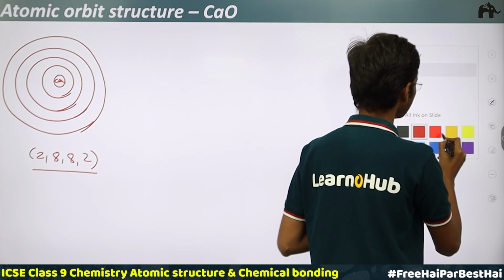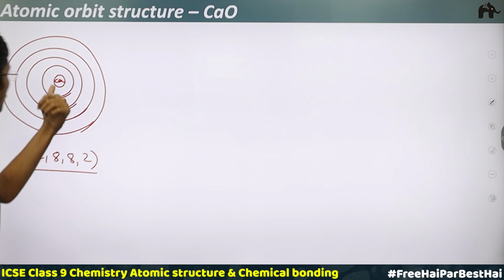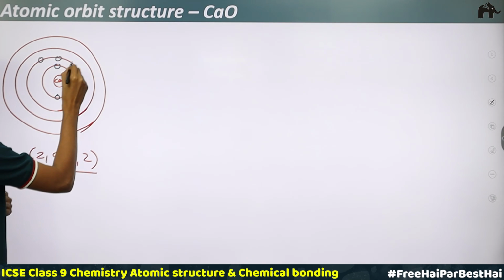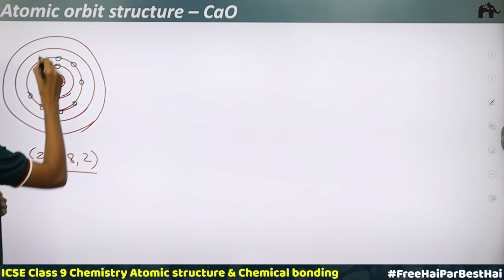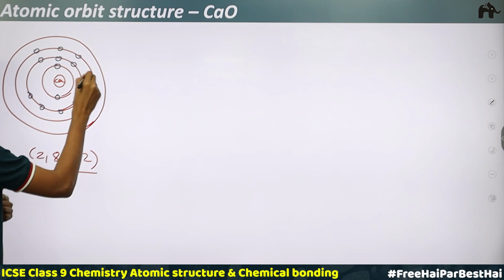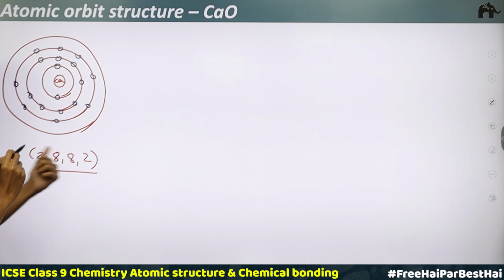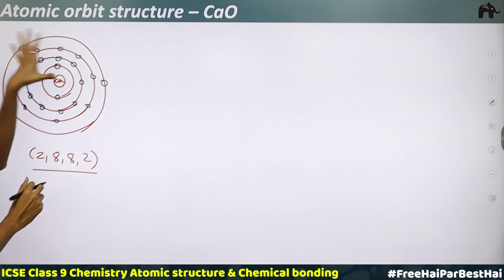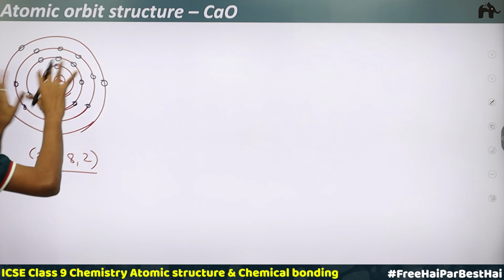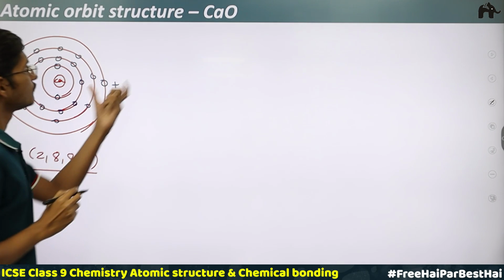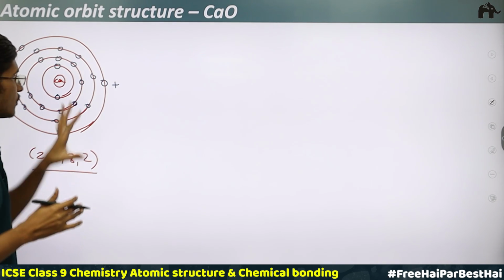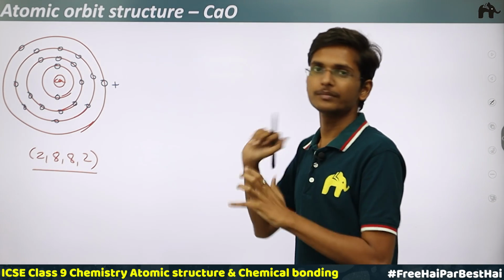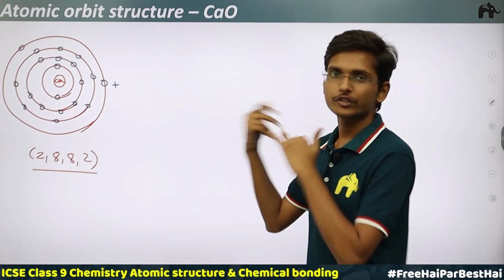So in the same way as we did for sodium chloride, I will draw the electrons for calcium: 2 electrons in the first shell, denoted with circles, then 8 electrons, then again 8 electrons, and then the 2 electrons. Fine. So this is the calcium atom. Now we will draw the oxygen atom's structure, exactly the same way, and then think ahead about what they are going to do: who is going to lose the electron, who is going to accept the electron.